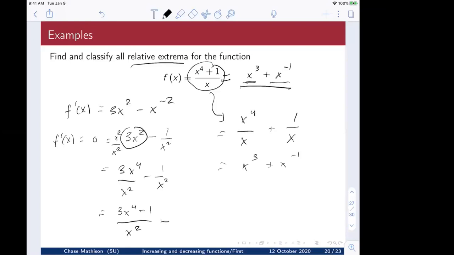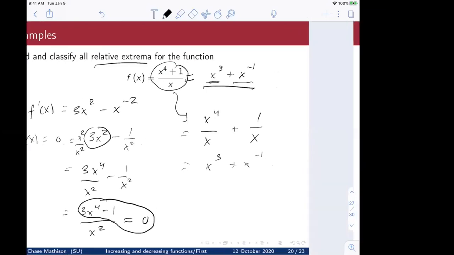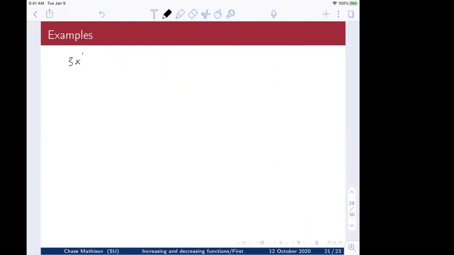Okay, so if this is equal to 0, then what do we know? If a fraction is equal to 0, then what has to be true? The top is equal to 0. Exactly, the top is equal to 0. So I want to solve this guy. So we get 3x to the 4th minus 1 is equal to 0.